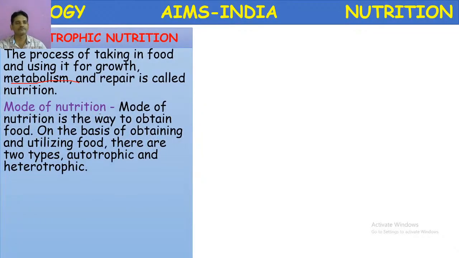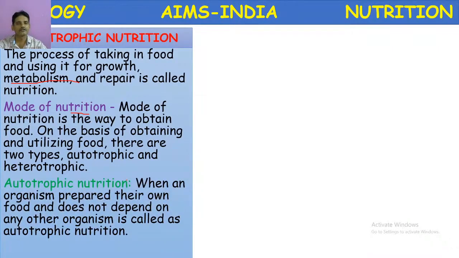Mode of nutrition. Different organisms obtain their nutrients by different methods. The mode of nutrition is the way to obtain the food. On the basis of obtaining and utilizing food, there are two main types: autotrophic and heterotrophic nutrition.